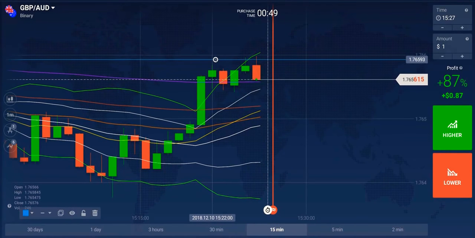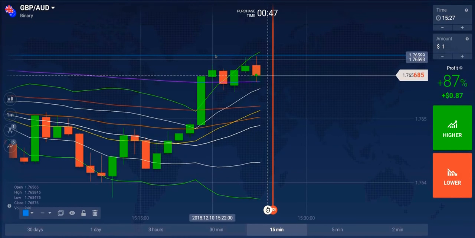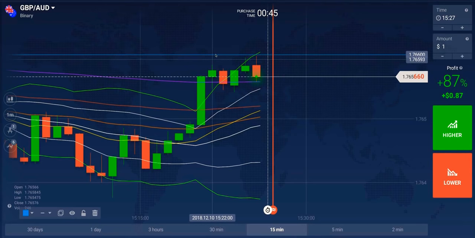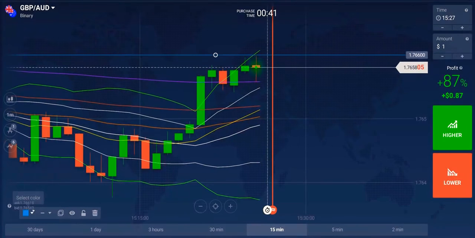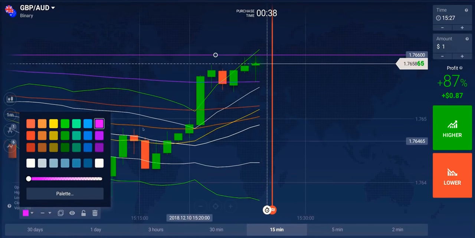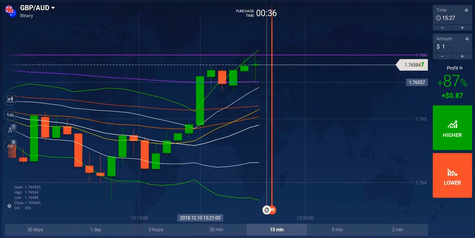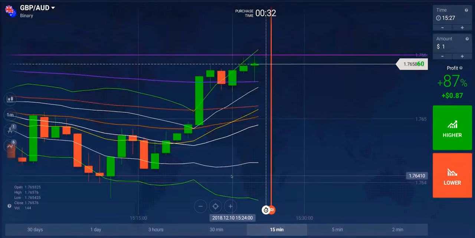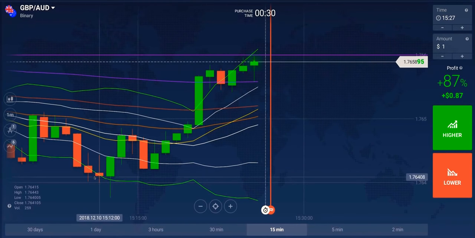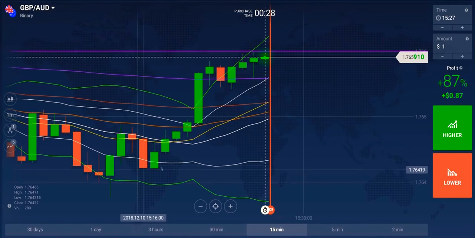Okay, so IQ Option has changed the round numbers to make it an area rather than a specific point. We have the 200 EMA, which is currently flat, showing respect here. Currently the market is in an upward direction. We have a double bottom here.